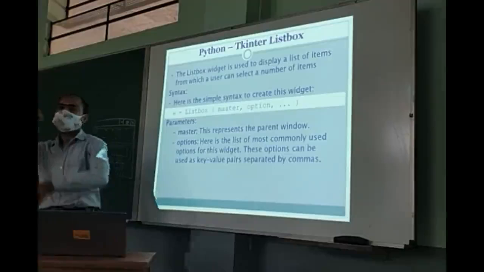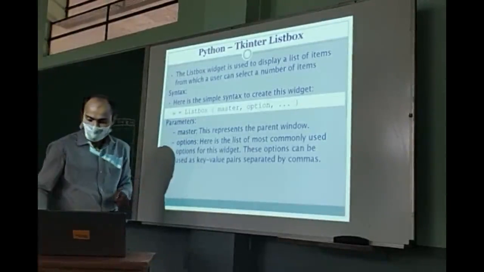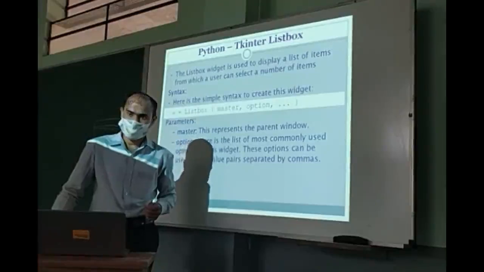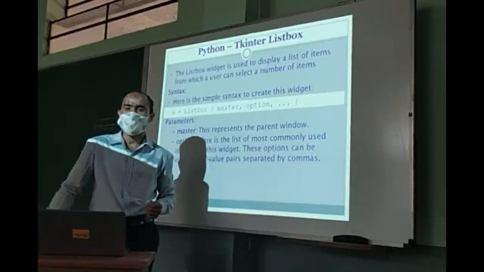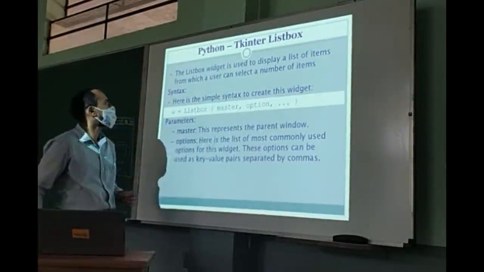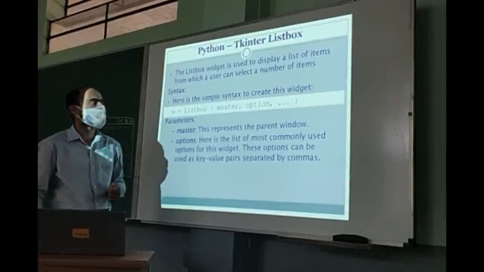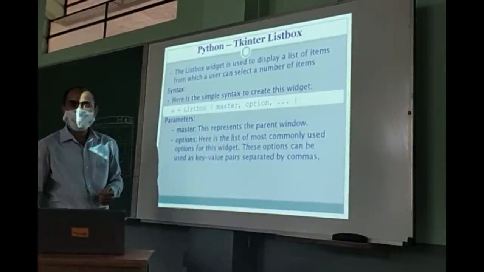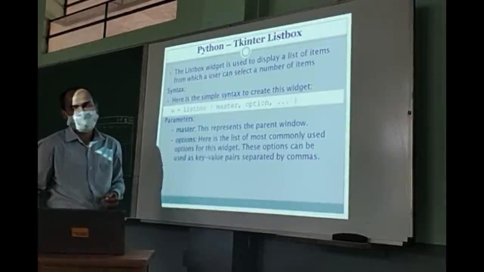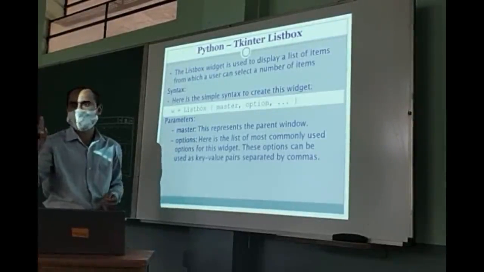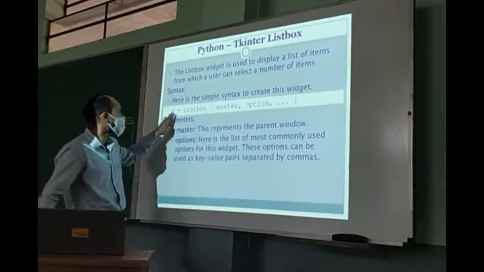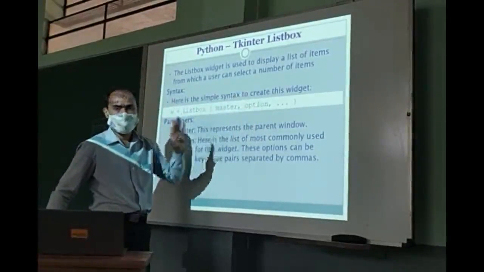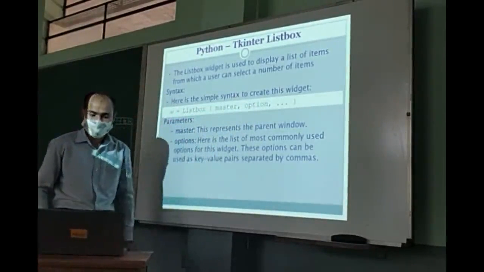Next widget is the list box widget. The name tells you, list box. It contains a list of items. So you can display a list of items by using a list box widget, from which the user can select a number of items. By default, the user can select a single item. The syntax is the object name, again the list box, master and options. Same syntax, only the class name changes.